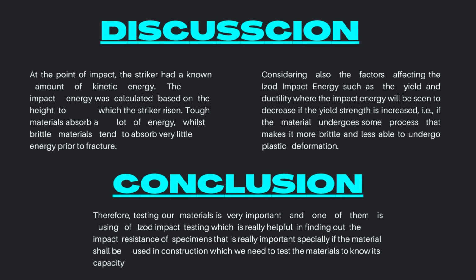At the point of impact, the striker had a known amount of kinetic energy. The impact energy was calculated based on the height to which the striker rose. Tough materials absorb a lot of energy, whilst brittle materials tend to absorb very little energy prior to fracture. Considering also the factors affecting the Izod impact energy, such as the yield and ductility, the impact energy will be seen to decrease if the yield strength is increased, or if the material undergoes some process that makes it more brittle and less able to undergo plastic deformation.